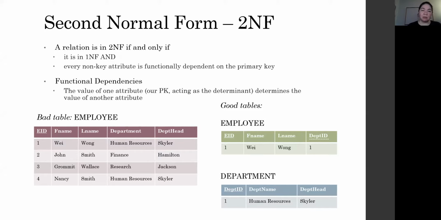So if we're looking at the bad table example, and here our employee table, if I said, hey, tell me what department our employee with the last name Smith is in, you'd look at this table and go, well, if you're talking about John Smith, they're in finance. If they're talking about Nancy Smith, they're in human resources. So I don't know. The only way we really are going to be able to give you that information is if we're using the employee ID number instead, right? Our primary key.